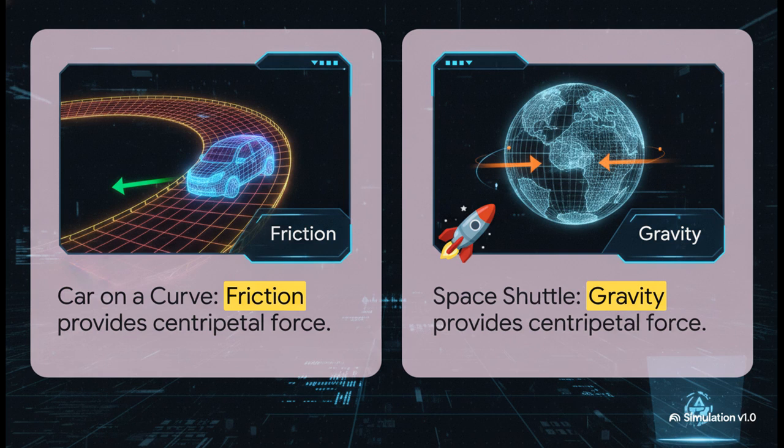So this completely demystifies why you feel compressed against a turning car door due to road friction, while astronauts experiencing the uniform circular motion of orbit feel totally weightless. It's all about what's providing that inward centripetal force. In the car, it's the friction of the tires on the road creating that center-seeking force. But in space, Earth's gravitational pull is what's constantly accelerating the space shuttle inward, curving its path perfectly to match the curvature of the planet below.